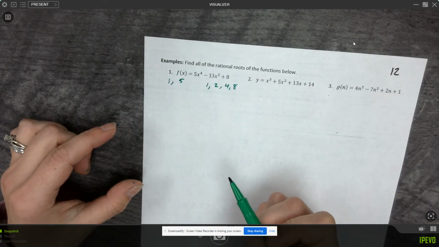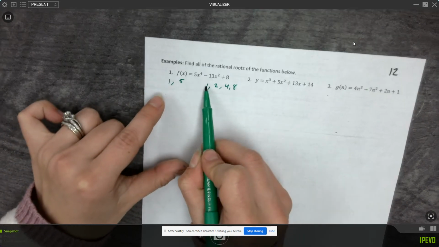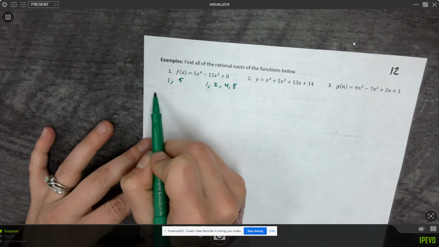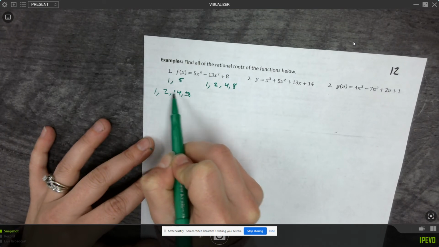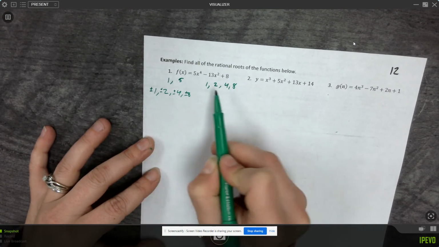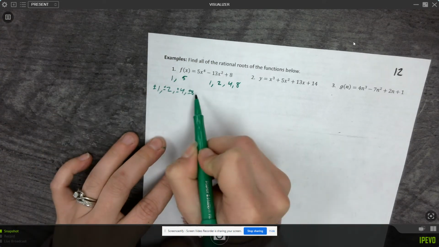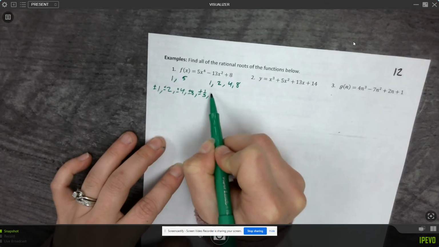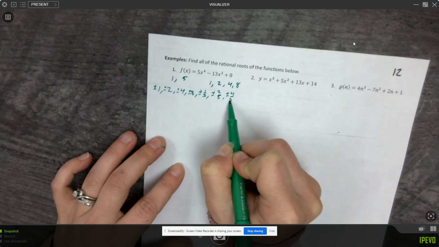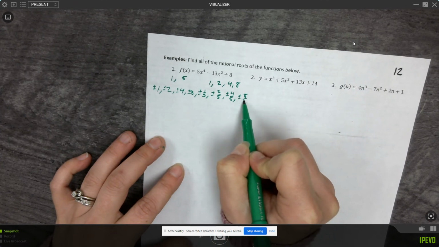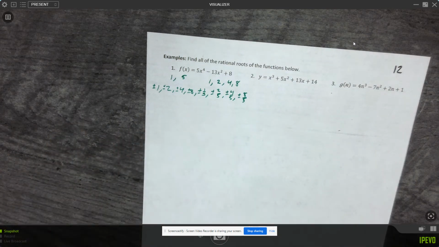Okay, so that means I have 1, 2, 4, and 8, because all those can be divided by 1, so plus or minus 1, 2, 4, and 8. And then all those numbers also divided by 5, so plus or minus 1 over 5, plus or minus 2 over 5, plus or minus 4 over 5, plus or minus 8 over 5. That's a lot of numbers to have to try. I don't want to do that.